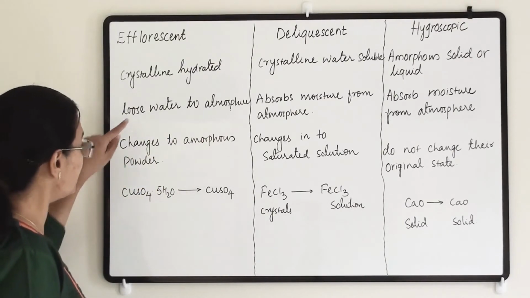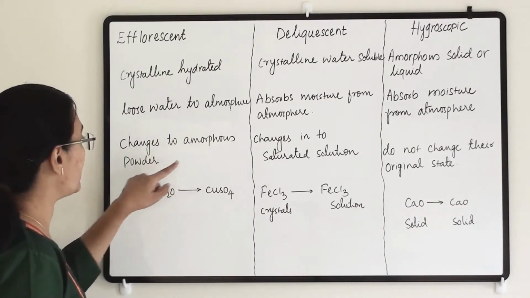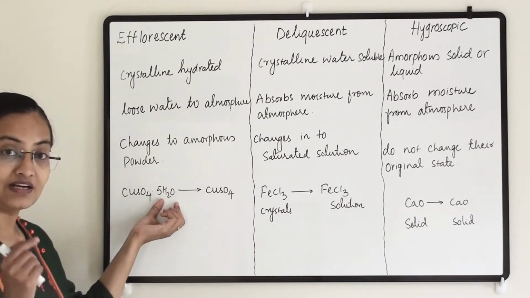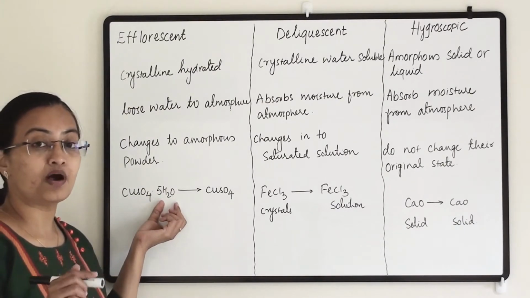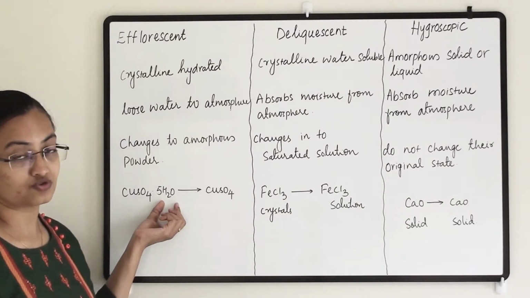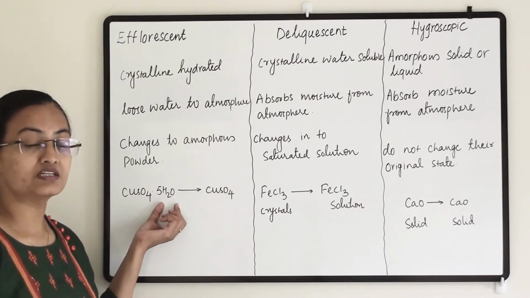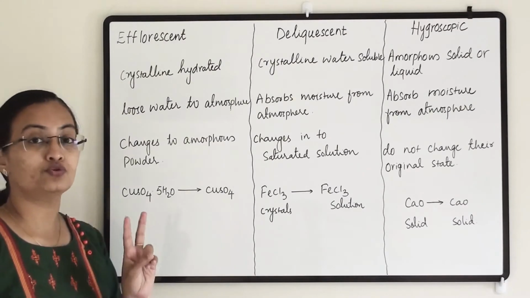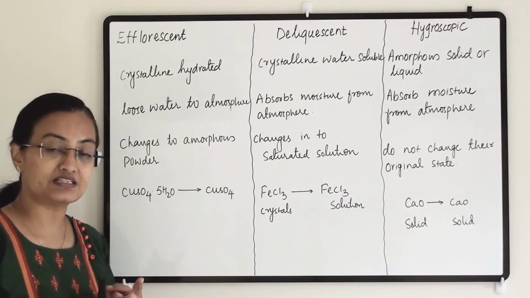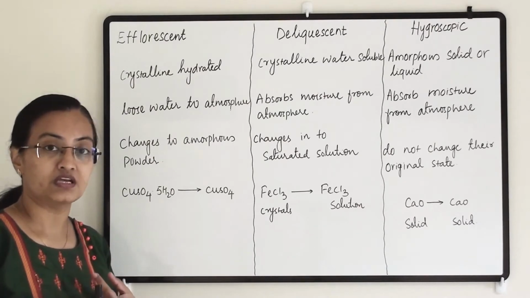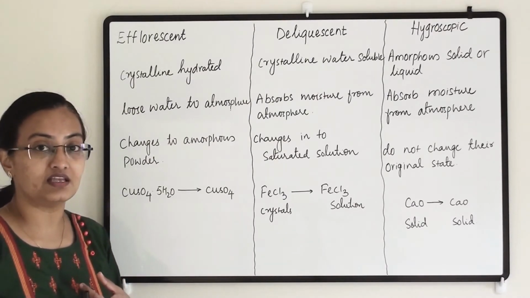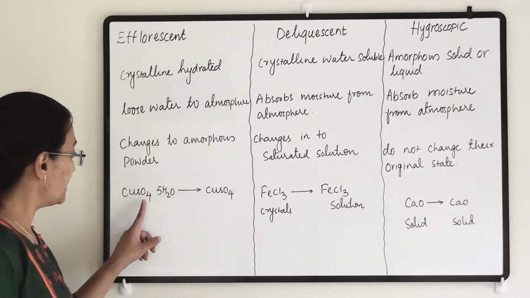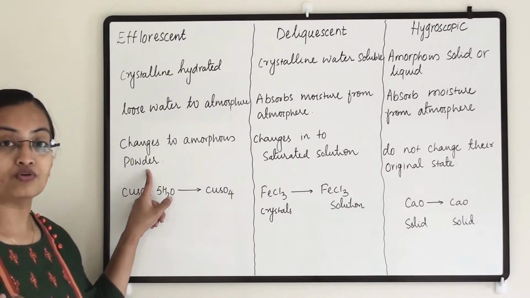And after that they will change to amorphous powder, because we know that the water of crystallization is imparting crystalline nature to the substance. So once they lose it, they will convert again to amorphous powder. There are two types of substances, crystalline and amorphous. Those that are not crystals are termed as amorphous. They are powder-like substances.